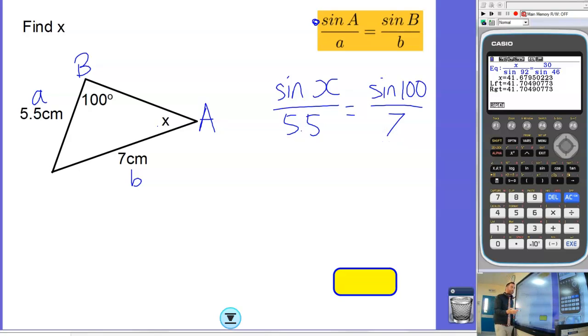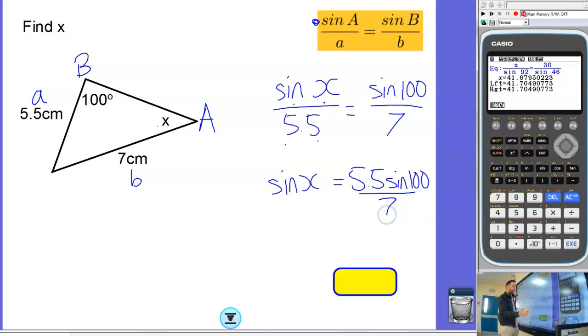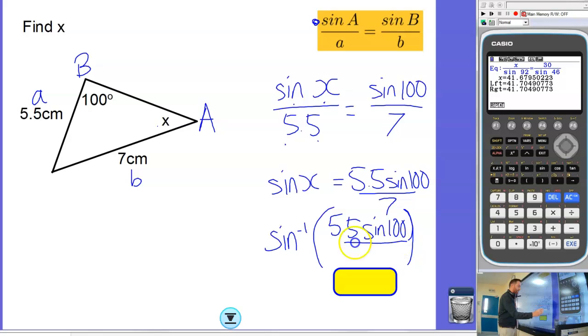Now, when I rearrange this one to make sine X the subject, I get sine X, so I'm multiplying by 5.5 here, equals 5.5 times sine 100, all over 7. Now, I haven't actually made X the subject. I haven't made the angle the subject. I've got sine X as the subject. So when I type this in my calculator, what I need to do is inverse sine brackets, 5.5 sine 100 over 7. Okay, we've got to find an angle, we have to press shift sine.